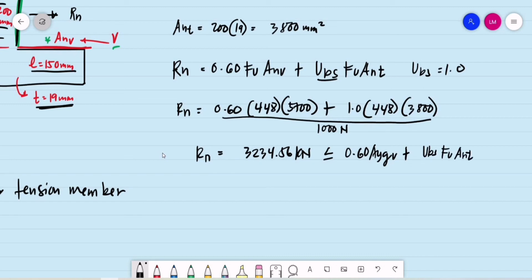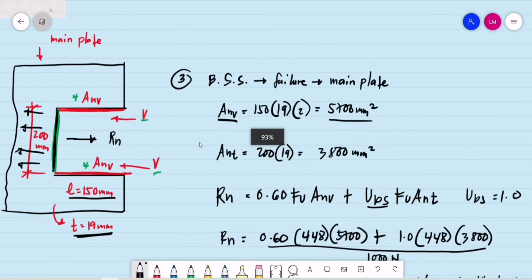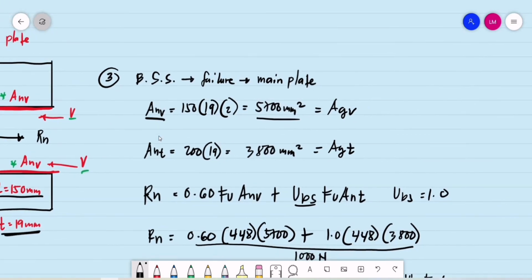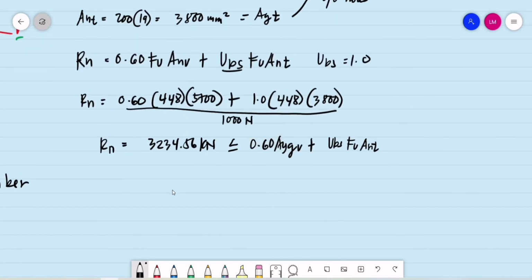Class, for this problem, the value of Anv and Ant, since we don't have holes, okay? So we have the value of Agv the same as Anv. The value of Agt is the same as Ant. Net will be equal to gross. So this is a welded connection with no holes. We don't have holes for a bolt, since this is a welded connection. So let us compare this value.